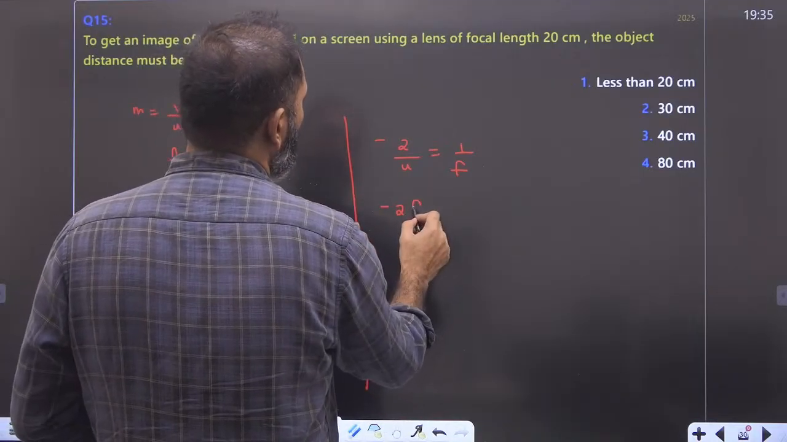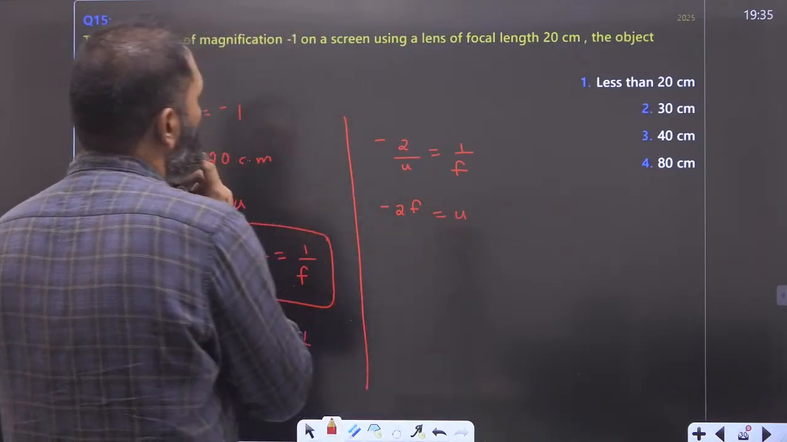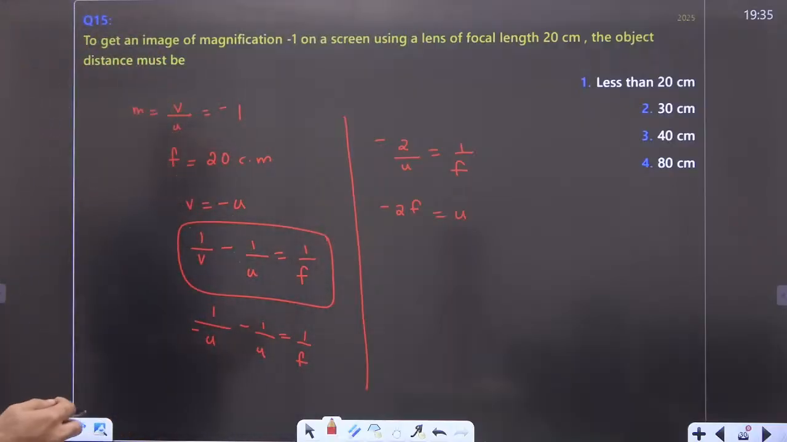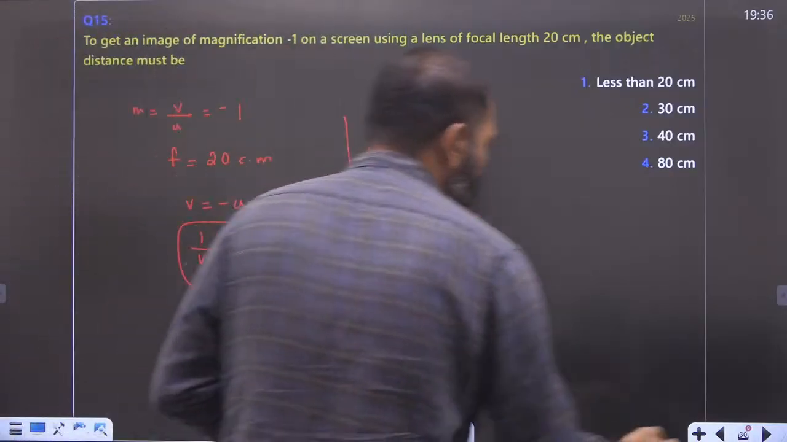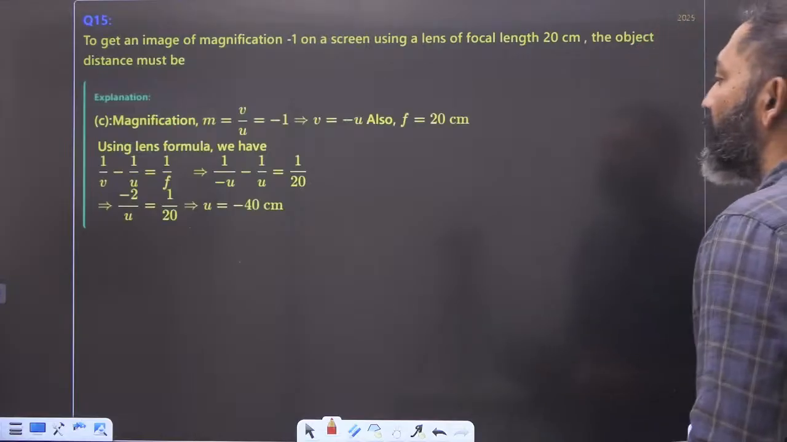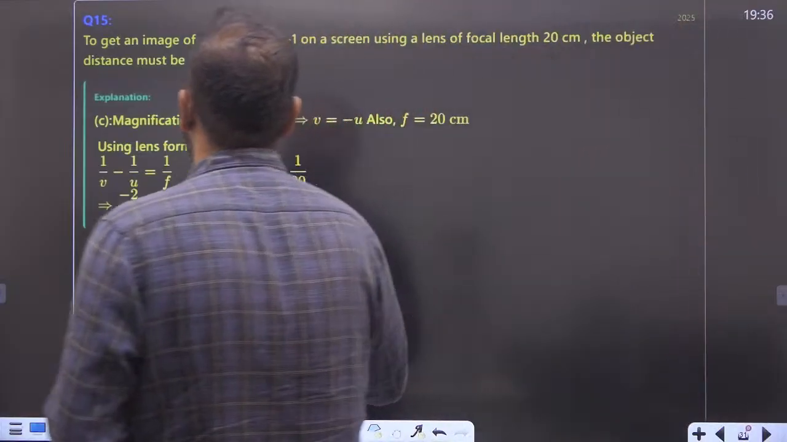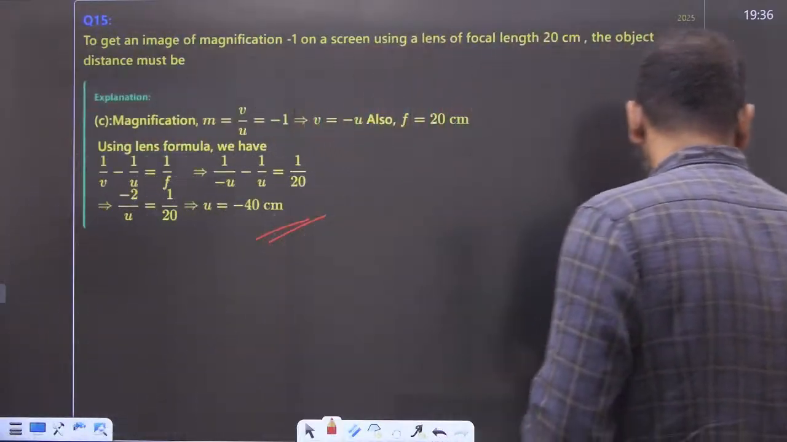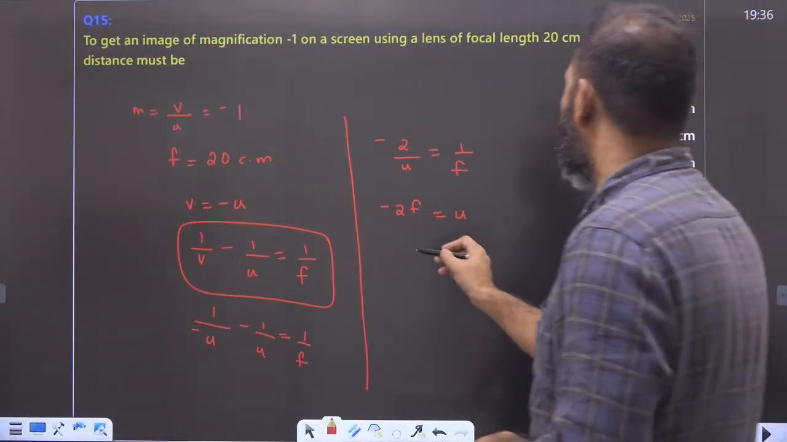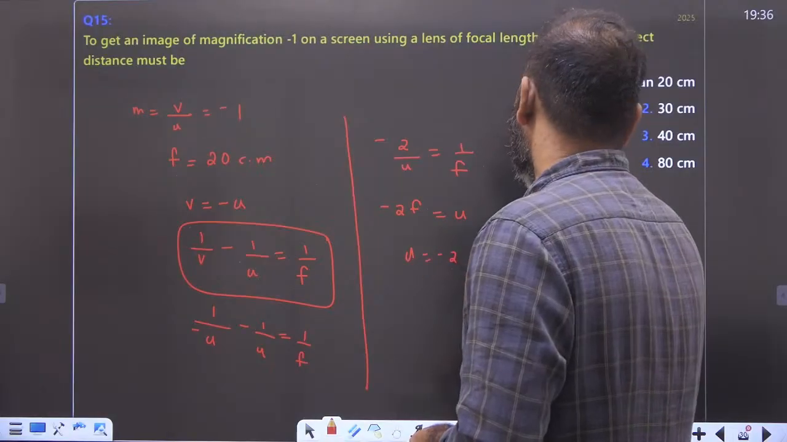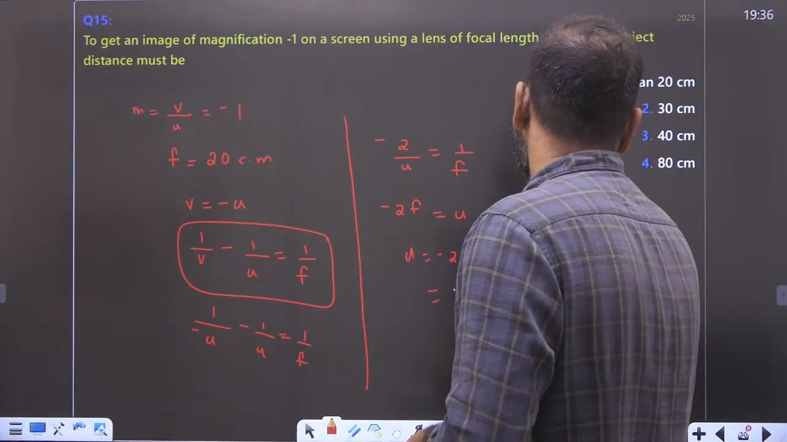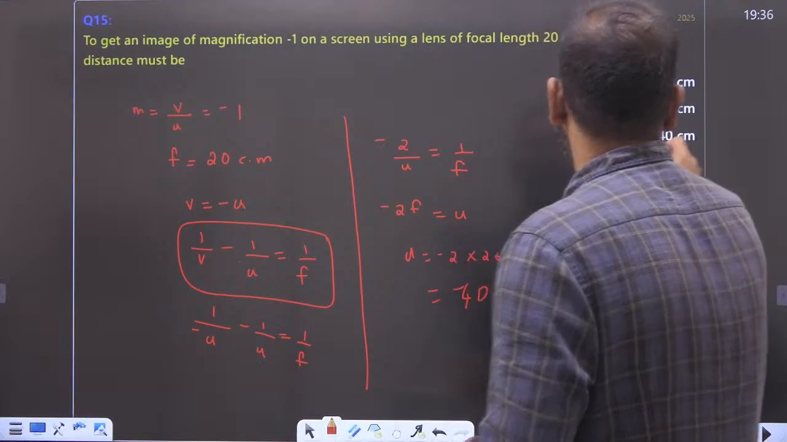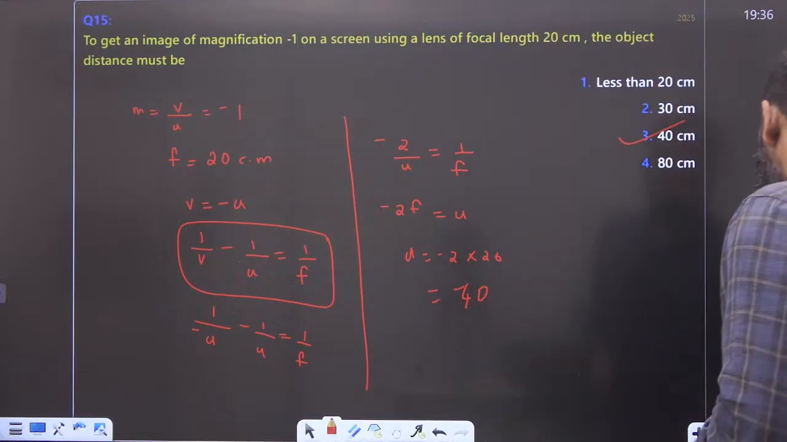So u equal to minus 2f. What is the f value? 20. So it has to be 40. Object distance must be minus 40. Minus 40 is the answer. We also got u equal to minus 2 into 20, that is equal to minus 40. Option, it is 40. Any doubt?